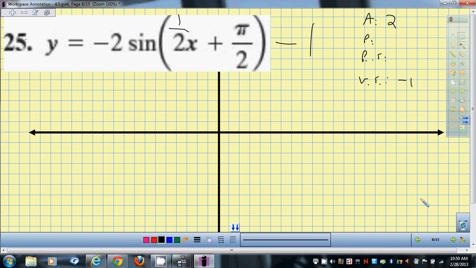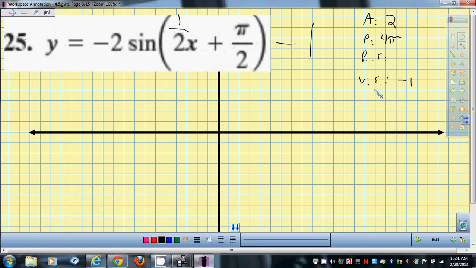That's right, so 4 pi. You're exactly right: 2 pi divided by our b value. Last but not least, the phase shift: negative c over b, which is negative pi over 2 times 2 over 1. Cancel, cancel. Minus pi? Okay, here we go.